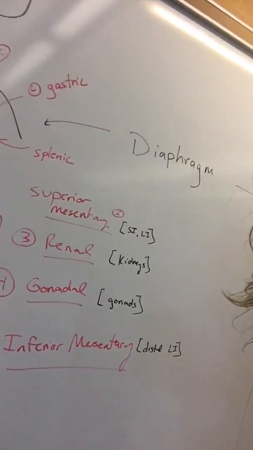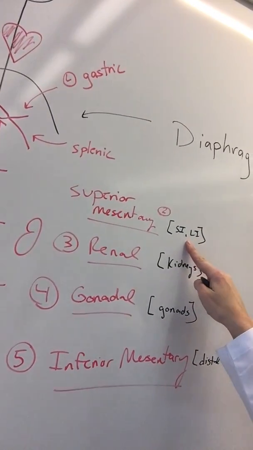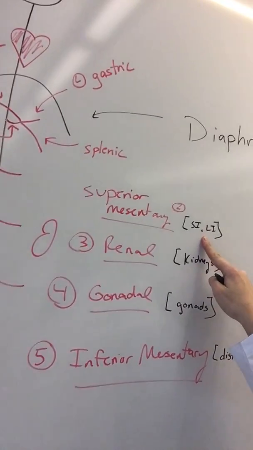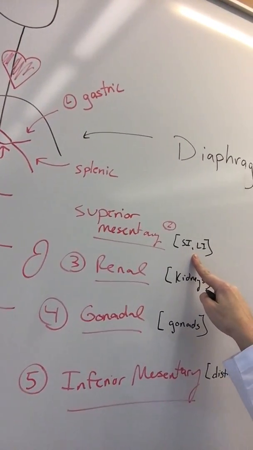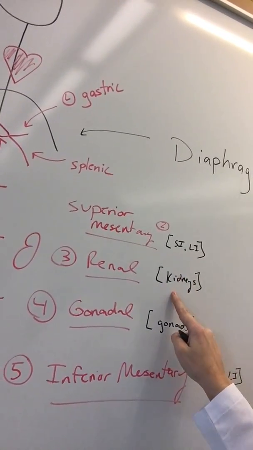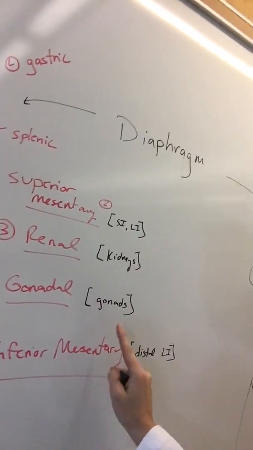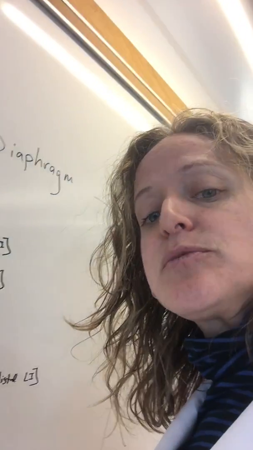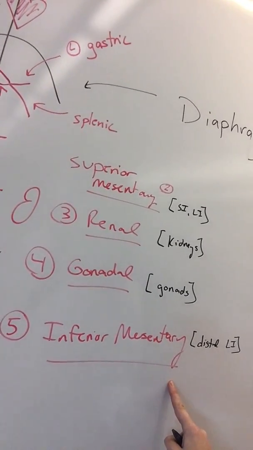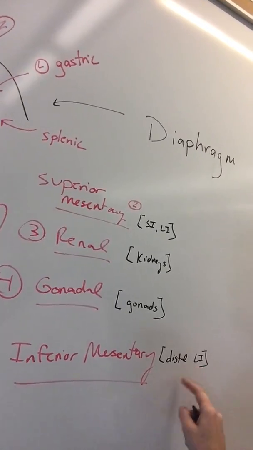For the remaining branches off the descending abdominal aorta, I put in black here what they supply. The superior mesenteric artery supplies the small and large intestine with blood. The renal, no surprise, supplies the kidneys. The gonadal supplies the gonads. And this one's a little tricky, it's very specific. The inferior mesenteric artery supplies only the very distal end of the large intestine. 5 branches coming off the descending abdominal aorta for arteries.